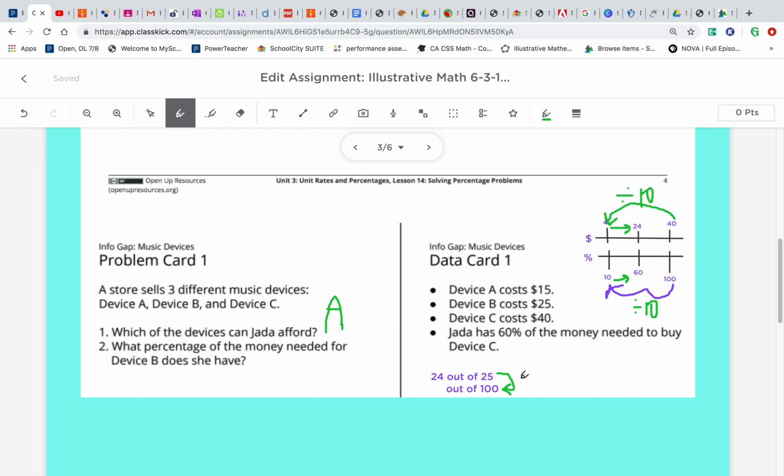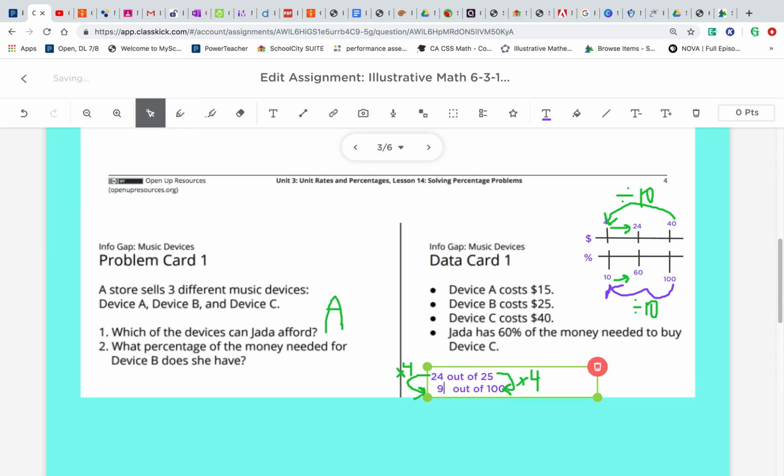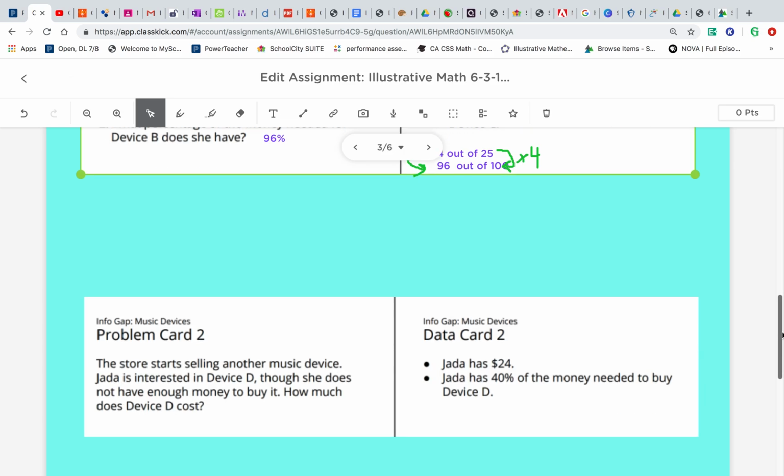We can multiply that times 4, right? It's like a quarter, 4 quarters. So we would do the same thing to get what's going to go in this blank here. We're going to do times 4 there as well. And if you work this out, 24 times 4 is 96, right? She has 96%. So we can answer that here. We can say that she has 96%. Okay, so that's for the first data card and problem card.